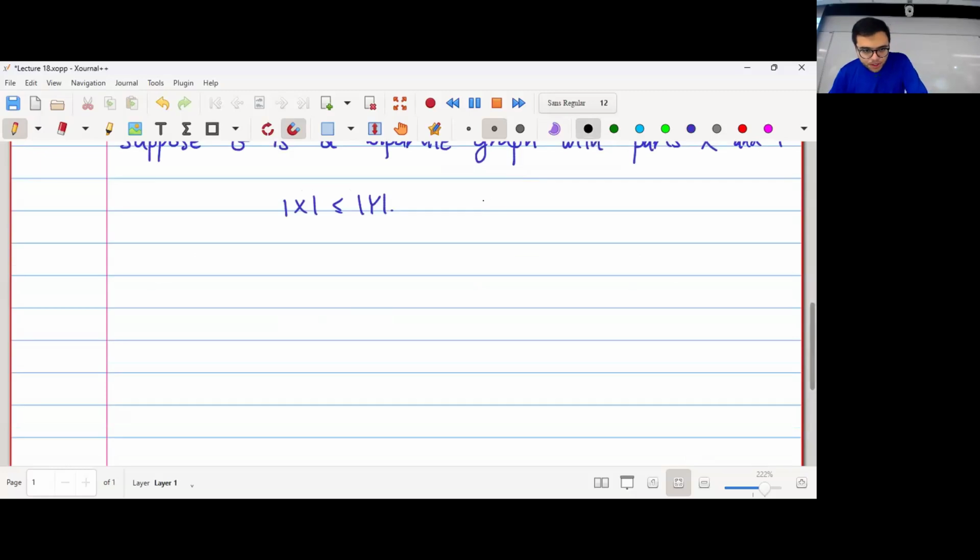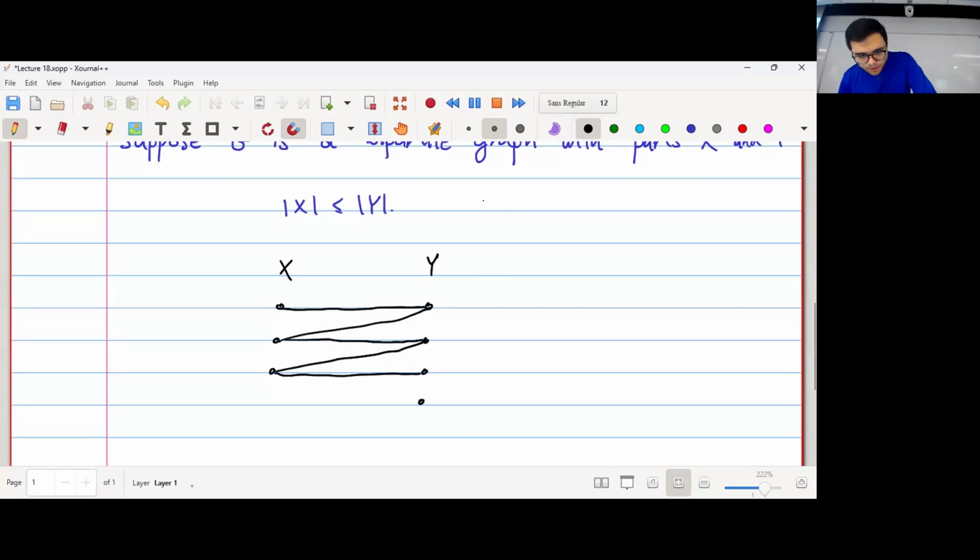So here's an example. Let's say I have my set X here. Remember, I want X to be the smaller set, or if they are equal, it doesn't really matter. And then I have Y here. And I have some edges. The question is, do I have a matching that covers all of X? Well, in this case, yes. So just take this very trivial matching here, covers all.